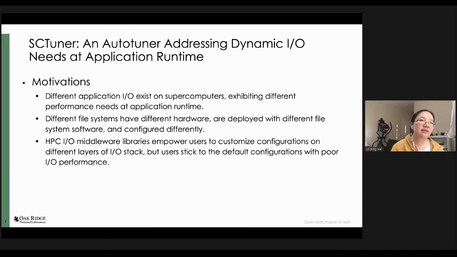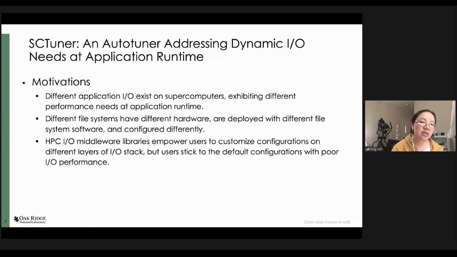So what we are doing inside of SCTuner, compared to the previous works, is an automatic tuning process happening at application runtime. We're motivated by different application IO that exist on supercomputers, and they're exhibiting different performance needs and IO patterns at application runtime. The second part is that we observe different file systems have different hardware and are deployed with different file system software and configured differently. We need some automatic function to identify all of these differences at runtime and apply the most appropriate configurations inside of HDF5 at application runtime.